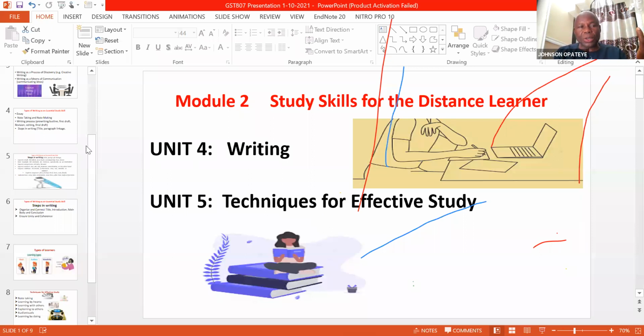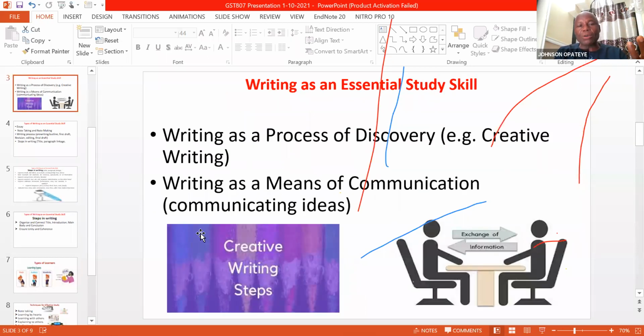If you look at this slide, for instance, we are talking about creative writing. And I use a diagram for you to know that when you are talking about writing as a process, you are talking about creative writing, and it has steps. And this one is representing writing as a means of communication. I told you that communication is an exchange of information between two people. And you can see the decoding and encoding of the information between these people seated together to communicate, to speak, to talk, and to exchange ideas.